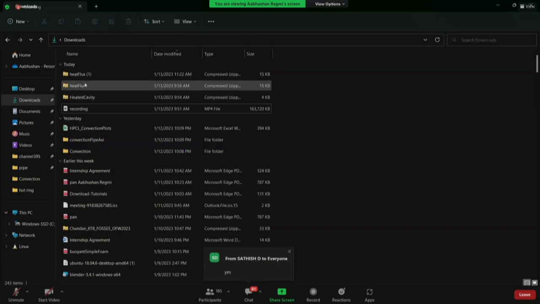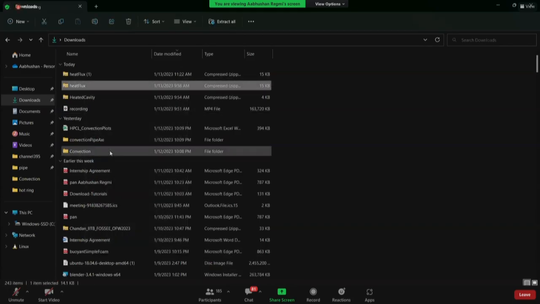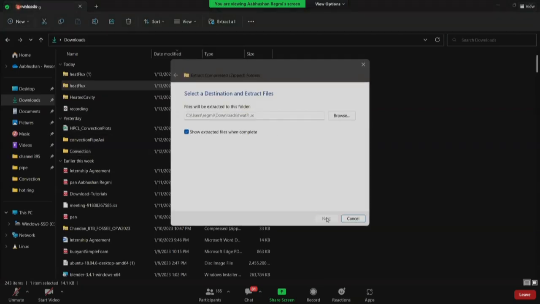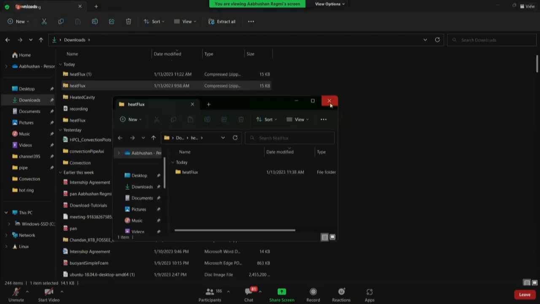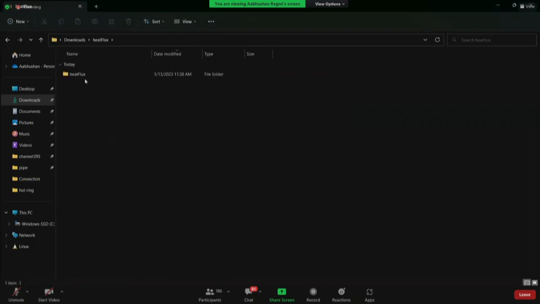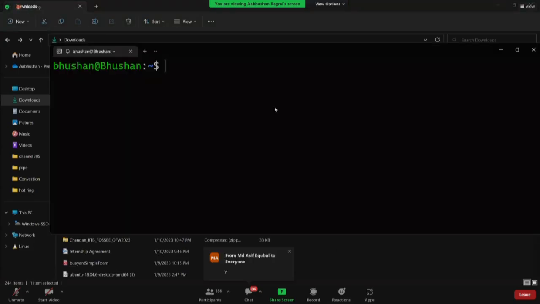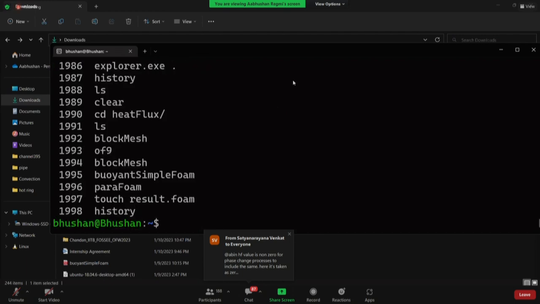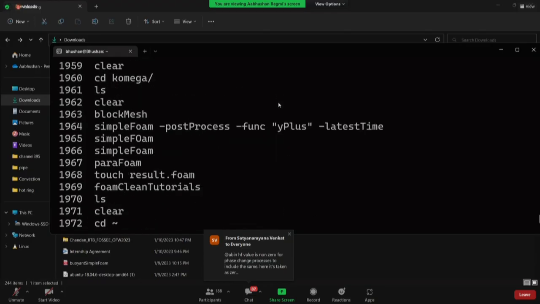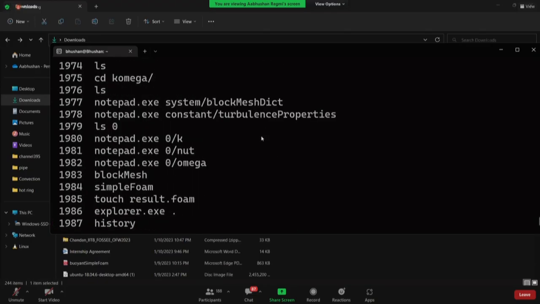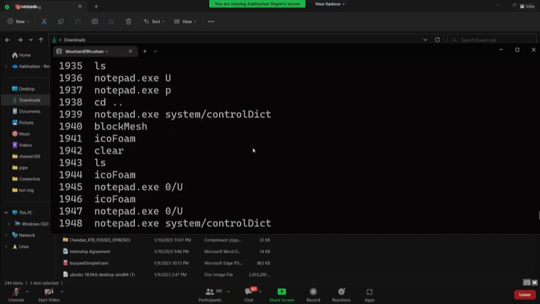So this is the heatflux file that I downloaded. I'm going to extract it. So it has been extracted. Inside heatflux, I have another heatflux folder. If you forgot any of the commands that you used before, you can type history, and you can go above and see what commands you have used before. This is one of the things I use frequently.